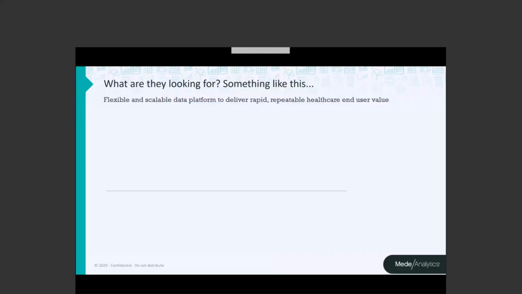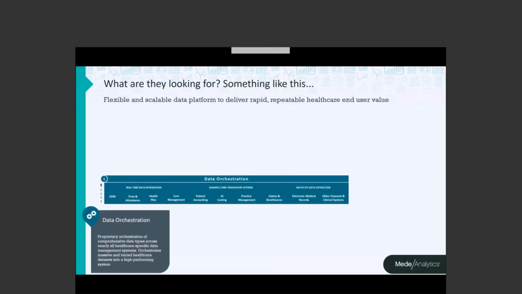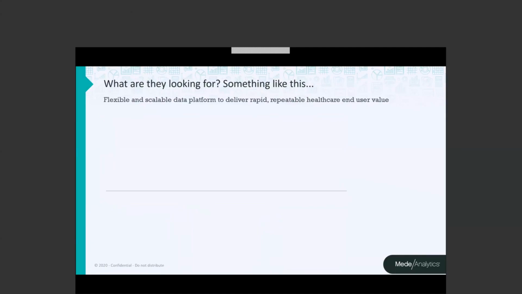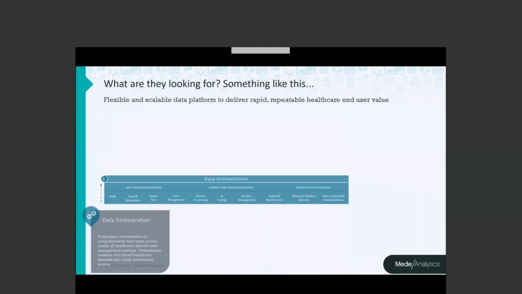So again, getting back to what is enterprise analytics in healthcare, here's what it looks like. First, you need a platform that is going to be able to orchestrate massive amounts of data, thousands of different data sources, financial, clinical, operational, and have that joined up into one platform. That platform, there must be some automation here.